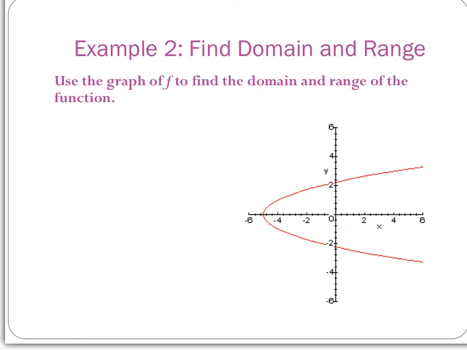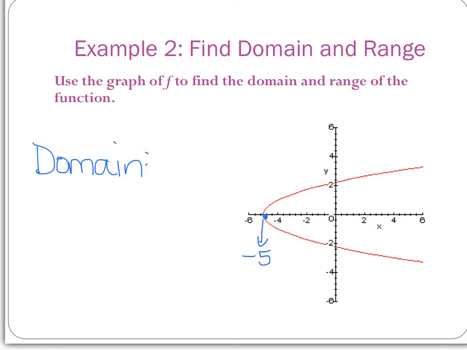In example 2, part B, we're going to find the domain and range. Use the graph of f to find the domain and range of the function given. What we're going to do is look at the graph first to determine the domain of the function. Let's just call this x value right here, where the parabola, or sideways parabola rather, touches the x-axis, negative 5.